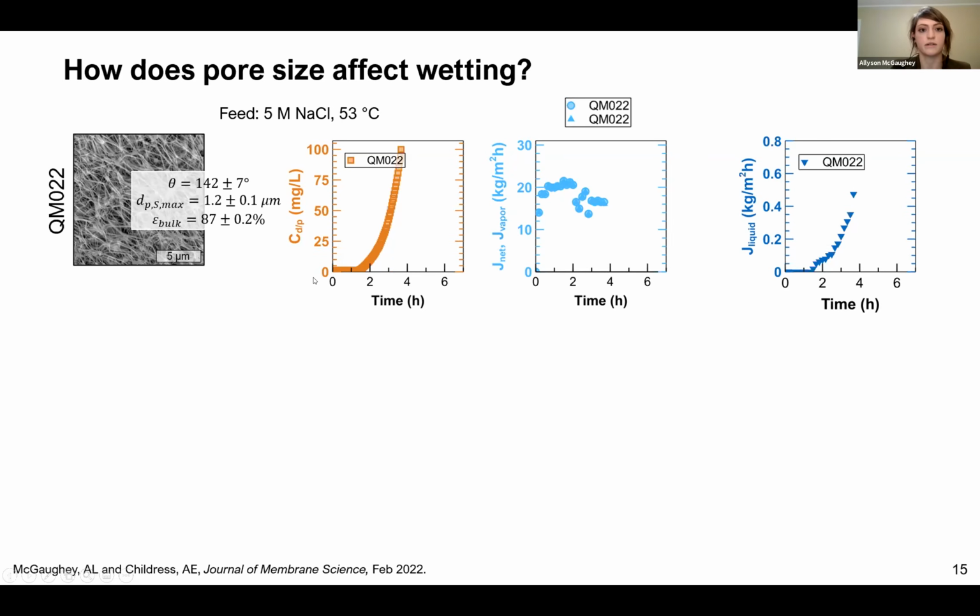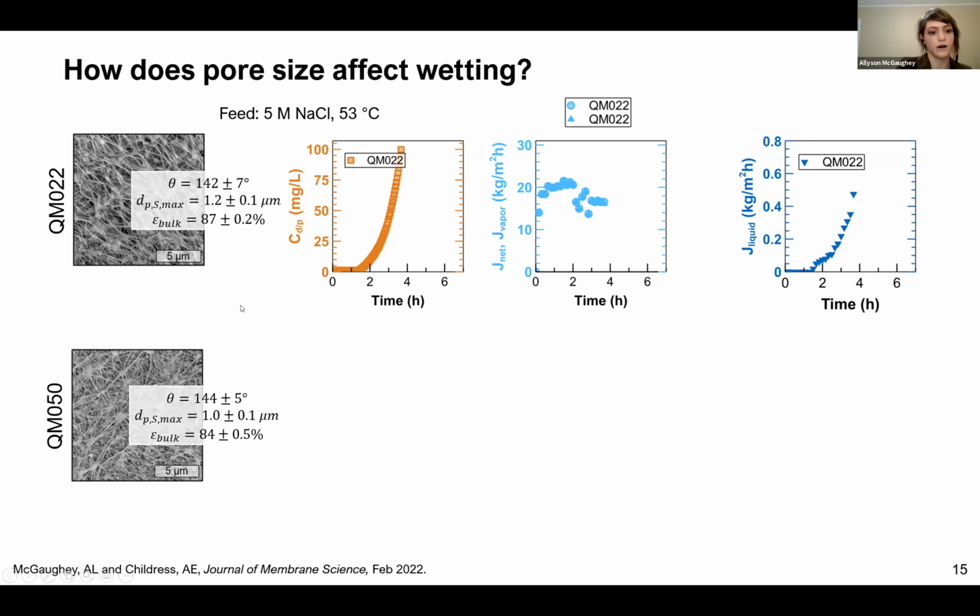And here I'm showing results for pore size. So here I've just repeated the results from the previous slide for our QMO22 membrane with the high salinity feed solution. And we also looked at the performance of our QMO50 membrane, which was our good membrane that did not wet under the same conditions. So here we see that although we've delayed increases, we still see a relatively rapid increase in CDP.